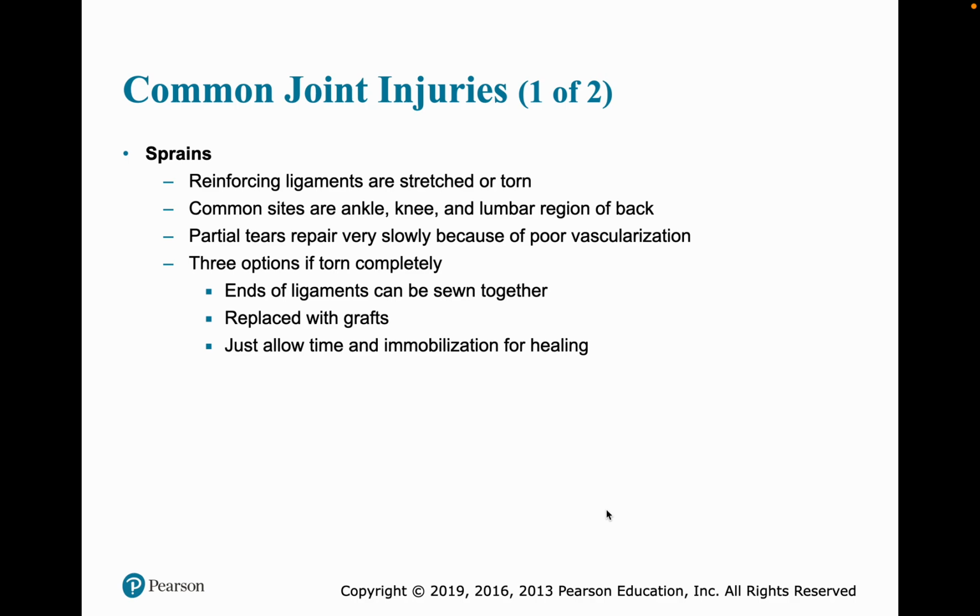Sprains would be when the reinforcing ligaments are stretched and torn. This commonly happens in the ankle, the knee, and the lumbar region of the back. There's really only three options if it's torn completely. Usually the ligaments have to be sewn back together. In a worst case scenario, replaced with grafts. You can try to allow time and immobilization for healing, but generally ligaments do not repair very well.